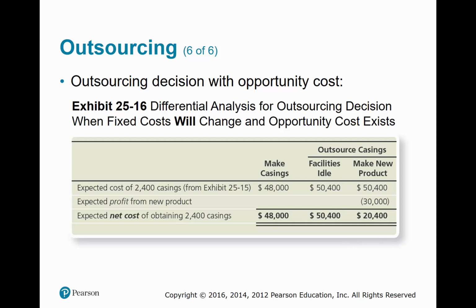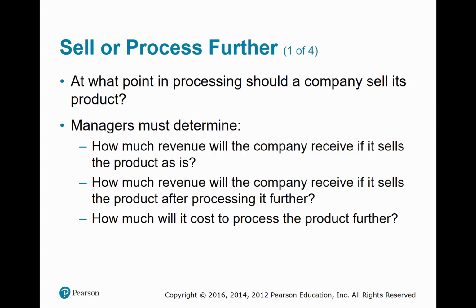This is hard stuff. And then one more concept, sell or process further, which is like, do I sell this product now or do I process it further, like I talked about with the Vlasic pickles? How much revenue will I receive if I sell it as it is? How much revenue will I receive if I sell it after it's been processed further? And what are the costs of processing it further? Those are the things to consider.